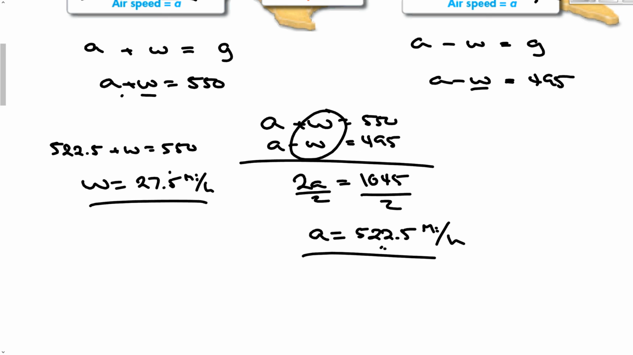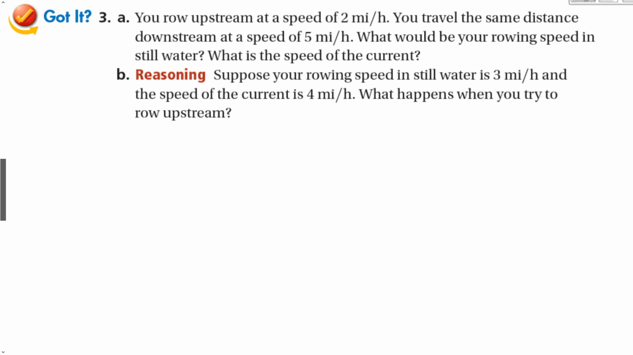Not bad. Kind of fast for the wind, but as you get higher and higher, the wind speed can get up a little bit faster than you're used to on the ground. All right, let's try the I got it problem, and then we'll wrap it up.